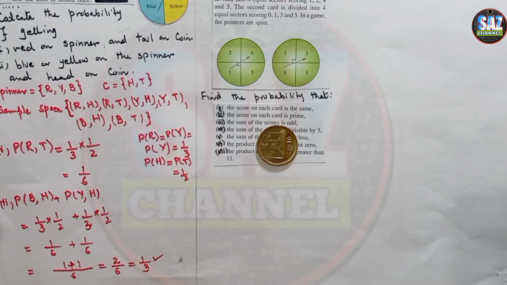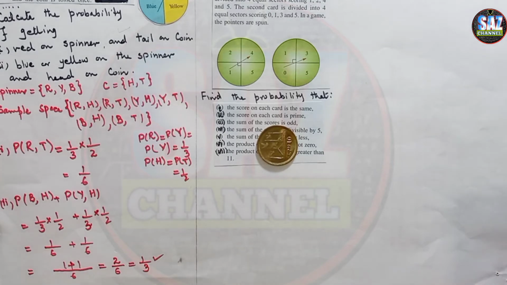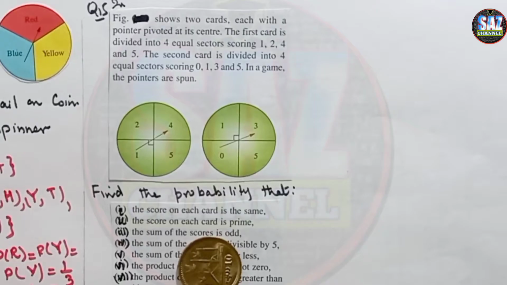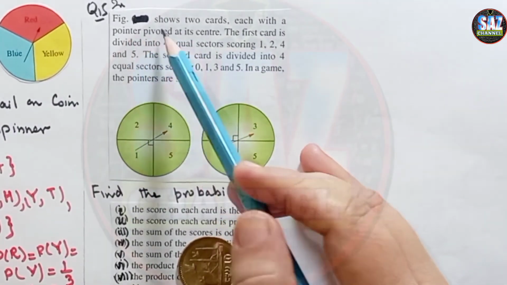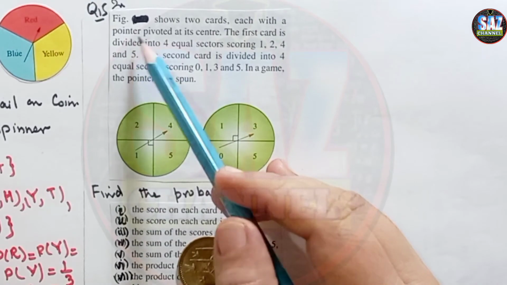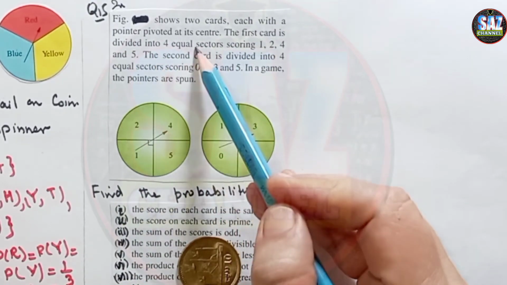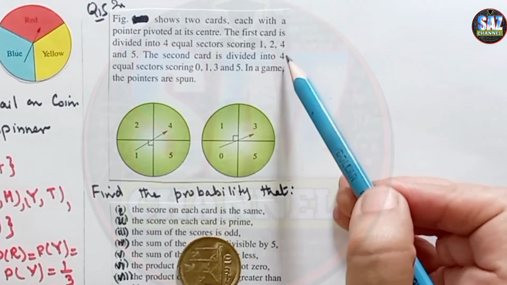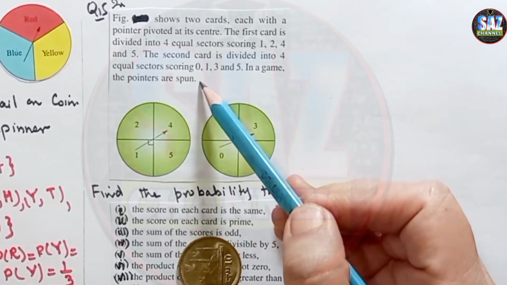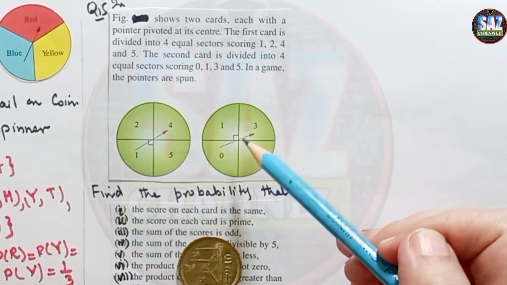I hope you are clear about this situation, and let's move to the next question. Let me read the question from the book. Question 15 says, the figure shows two cards, each with a pointer pointed at its center. The first card is divided into 4 equal sectors, 1, 2, 4 and 5, and the second card is divided into 4 equal sectors, 0, 1, 3 and 5.